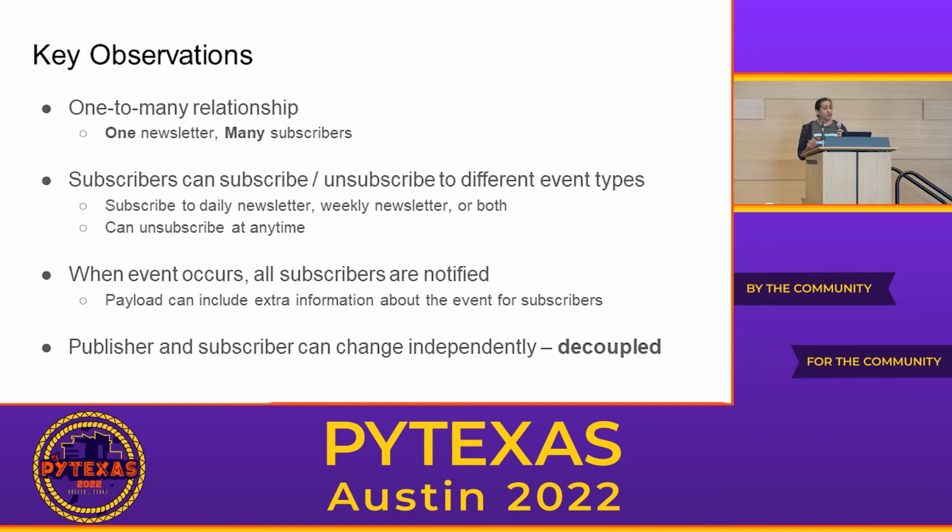And finally, the point of doing all of this is that publishers and subscribers can change independently. When we're talking in software design speak, we say that these components are decoupled. So if a subscriber wants to change their email application from Gmail to Outlook, the publisher doesn't really care as long as their email address stays the same.